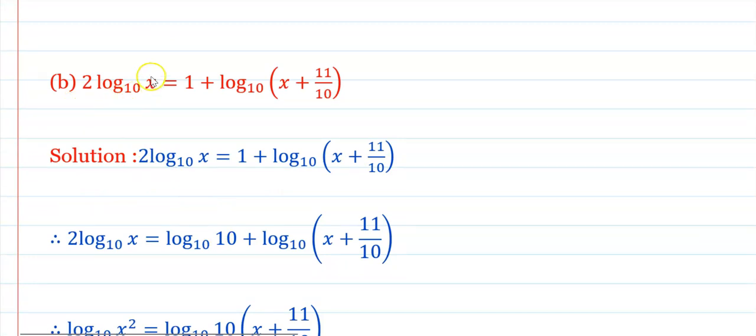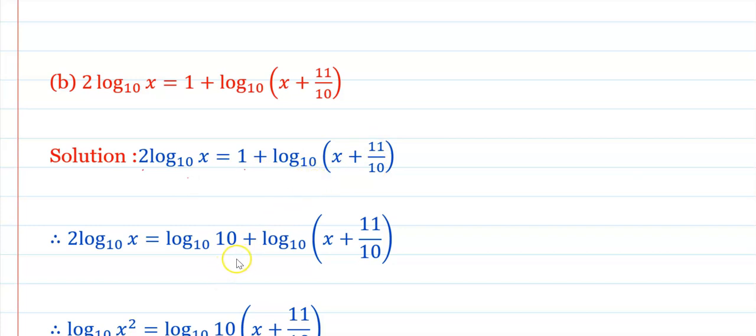Okay, 2 times log of x to the base 10 is equals to 1 plus log of, in bracket, x plus 11 upon 10 to the base 10. Simplify for x. Now see this here, 2 times log of x to the base 10 is equals to 1 plus log of x plus 11 upon 10 to the base 10.